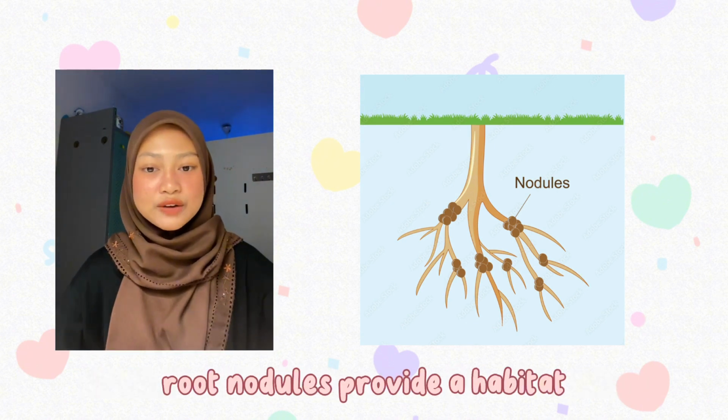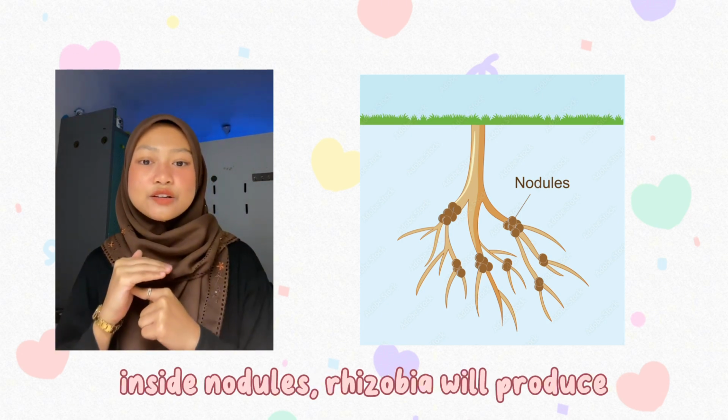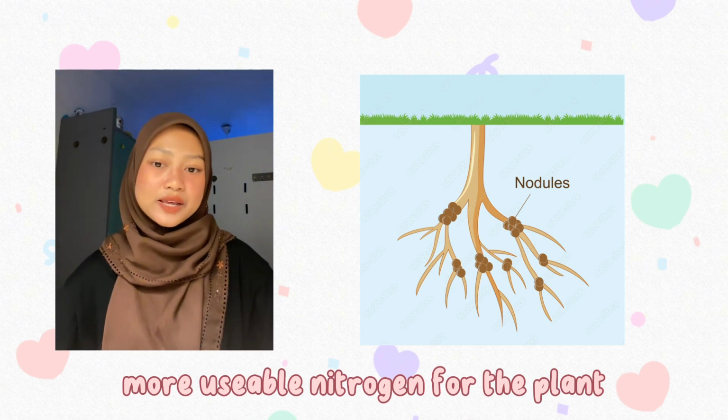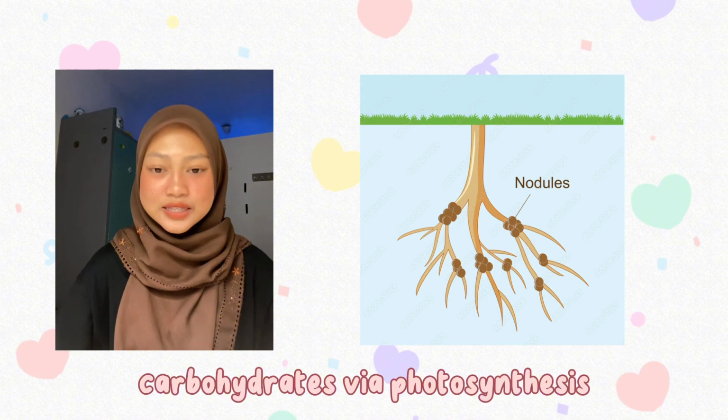Root nodules provide a habitat for the Rhizobia to live and function. Inside nodules, Rhizobia will produce more usable nitrogen for the plant, while the plant provides Rhizobia with carbohydrates via photosynthesis.